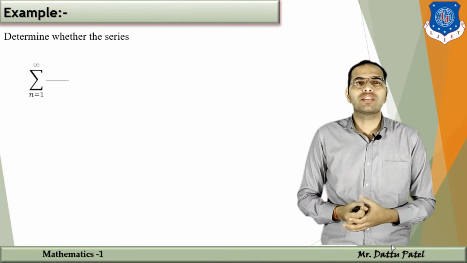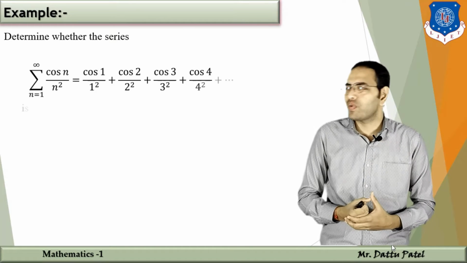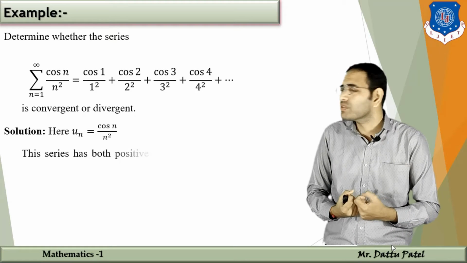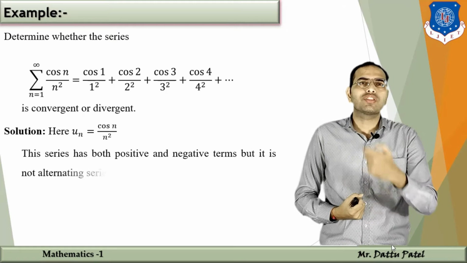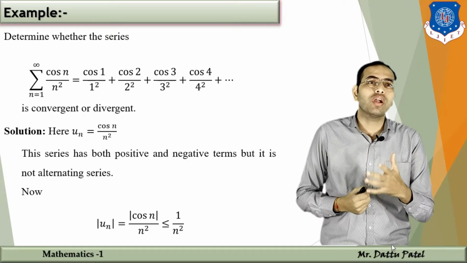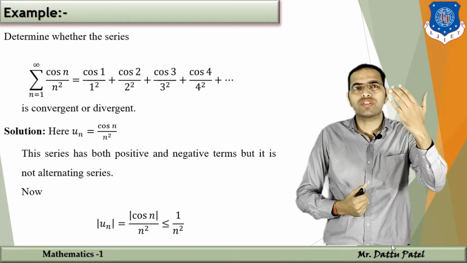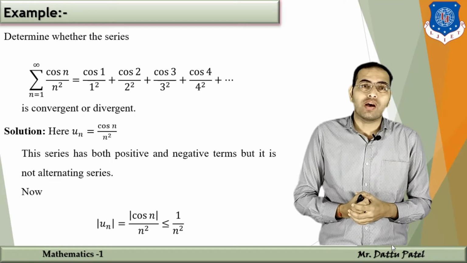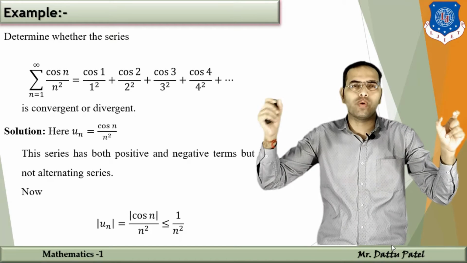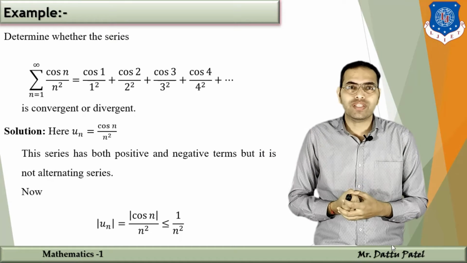Determine whether the series summation n equal to 1 to infinity cos n upon n square, that is, cos 1 upon 1 square plus cos 2 upon 2 square plus cos 3 upon 3 square and so on, is convergent or divergent. Here obviously un equals cos n upon n square. Now the values of cos n lie between minus 1 and 1, which means some of the terms are negative and some are positive.